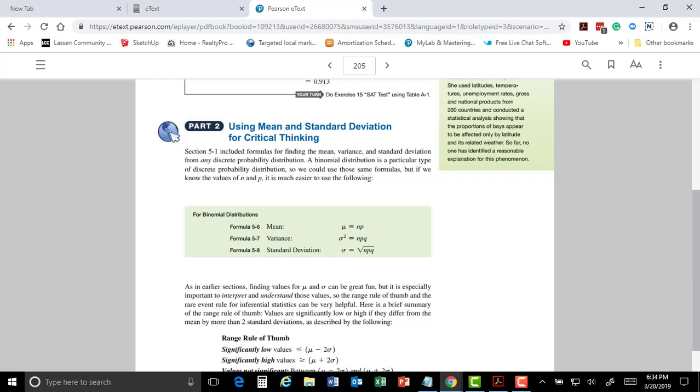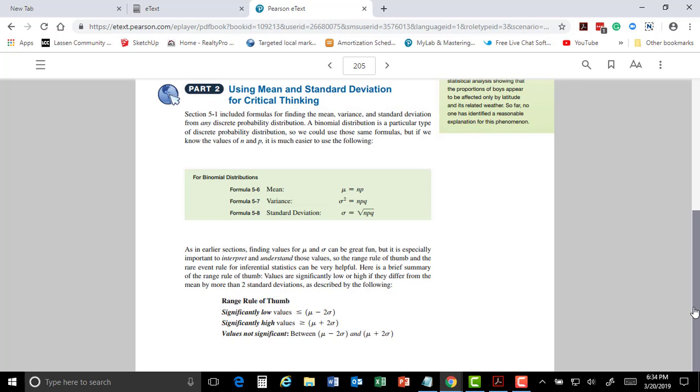And here's that range rule of thumb I think we keep bringing up. So this is just a rough rule of thumb that if you take your mean, in this case they're using the population mean, and you subtract two standard deviations, right? And you take this plus two standard deviations, they're saying that these are significantly low or significantly high values.